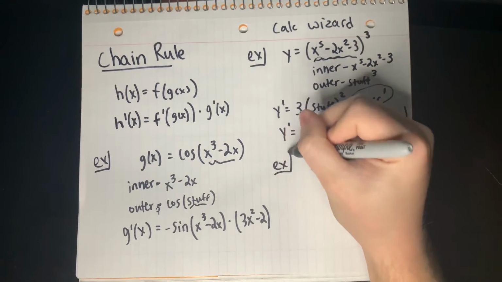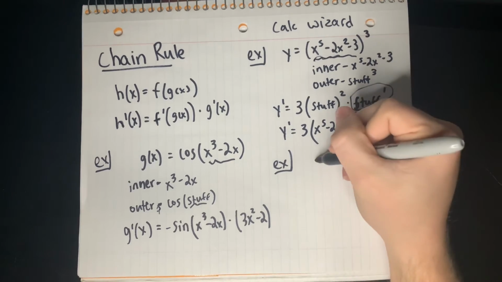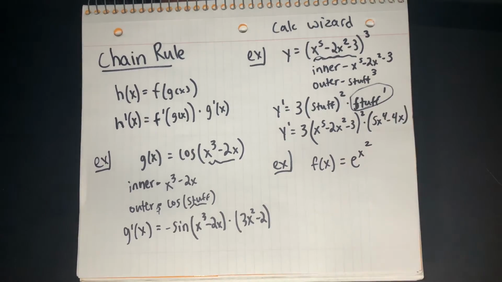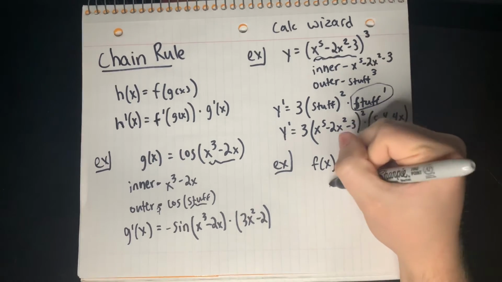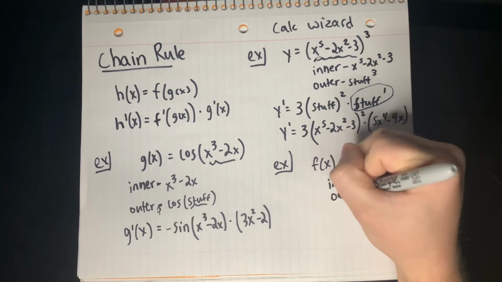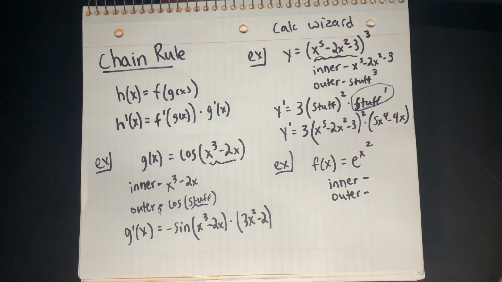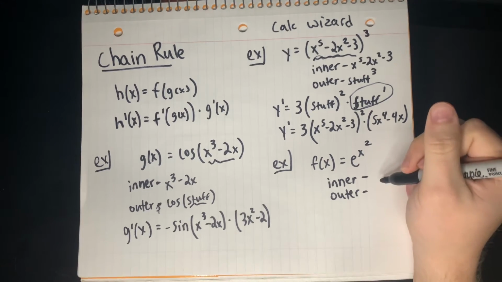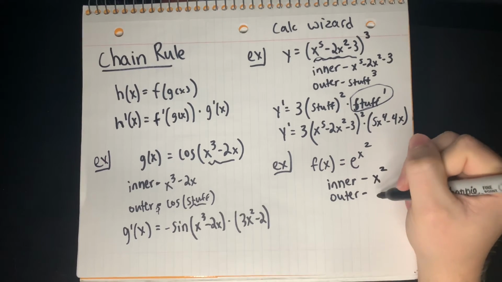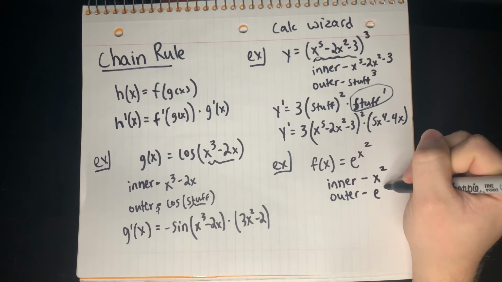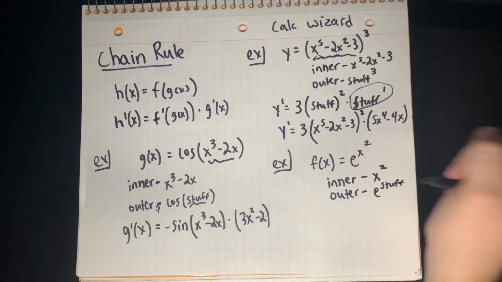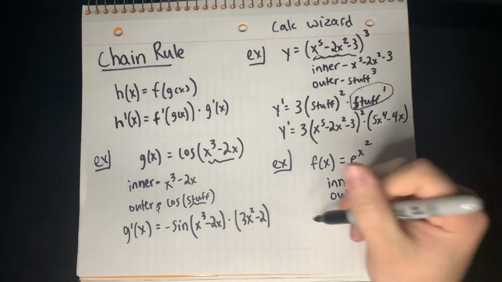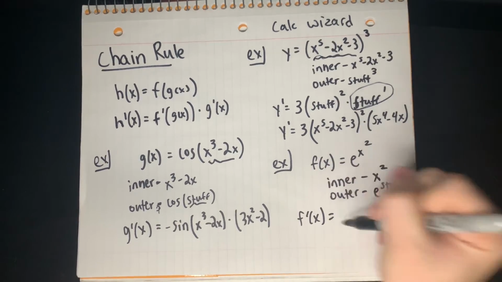So we're going to do one last example here. We're going to take our f of x equaling e to the x squared. So I'm going to let you guys pause the video, try to determine what our inner and outer functions are. So our inner function is going to be our x squared. Our outer function is going to be e to the stuff. Okay, we're going to have to find f prime of x.